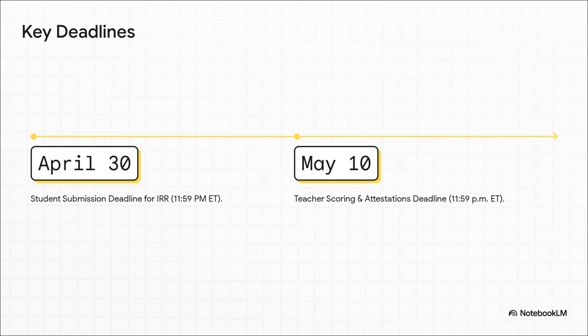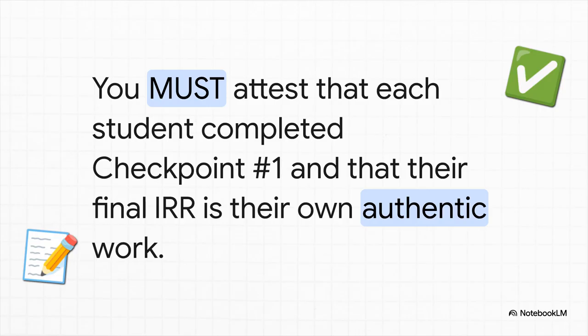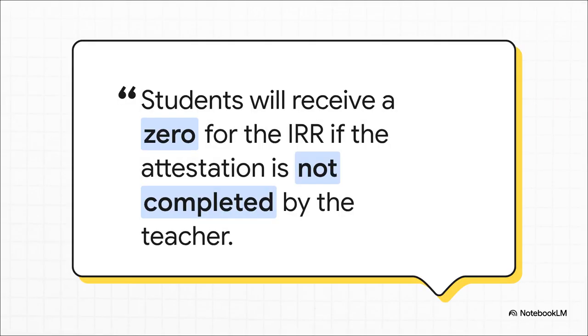Then you, the teacher, have until May 10th to enter all your TMP scores and, this is huge, complete the new attestations. This is that new critical step in the process. For every single student, you will have to log into the AP Digital portfolio and formally attest that, yes, they completed that checkpoint #1 conversation and that, to the best of your knowledge, the IRR they submitted is their own authentic work.